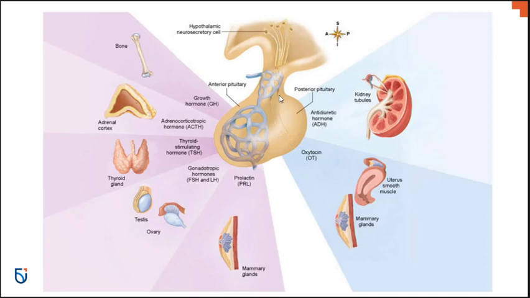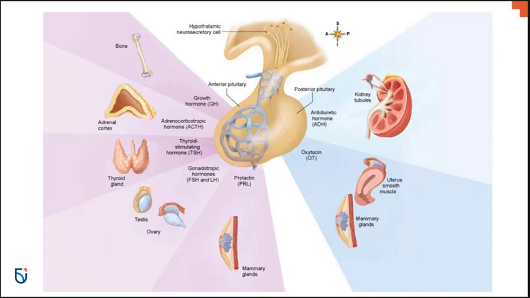This diagram is from your textbook, and it overviews the 7 main hormones that are released from the pituitary gland. We'll begin by focusing on the adenohypophysis, or the anterior pituitary gland, and the 5 hormones that are released from this gland. So we have growth hormone, adrenocorticotropic hormone, or ACTH, thyroid stimulating hormone, TSH, and gonadotropic hormones, FSH and LH, as well as prolactin. And you do need to be aware of the full name rather than just the short form. So again, these are part of the anterior pituitary gland.